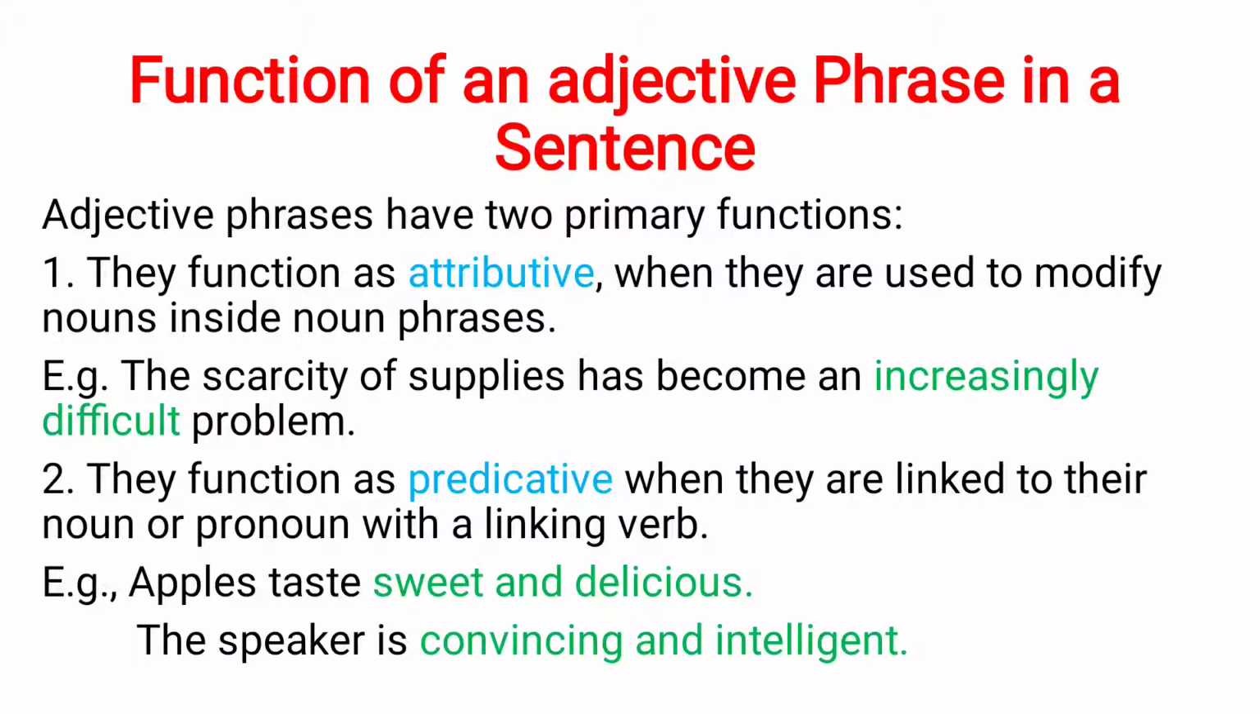The scarcity of supplies has become an increasingly difficult problem. Now, here we are talking about the noun problem, and to this noun we have added these two extra words to add more information about this problem. And what are these two words? Increasingly difficult. And that is why these two words are directly attached to our noun problem, and that is why this particular phrase will be known as an attributive adjective phrase. I hope you have understood what an attributive adjective phrase is.